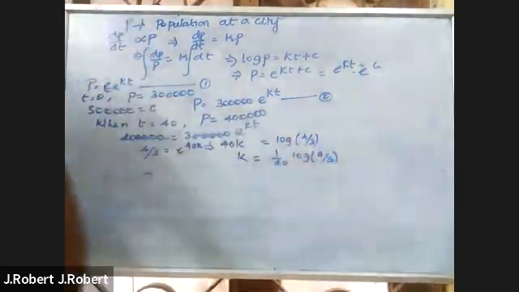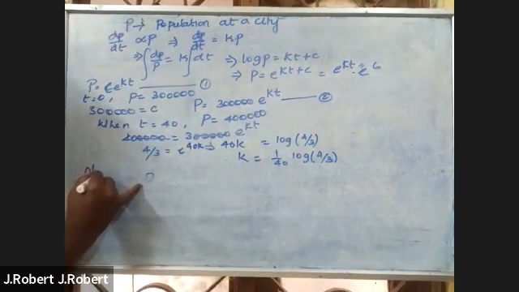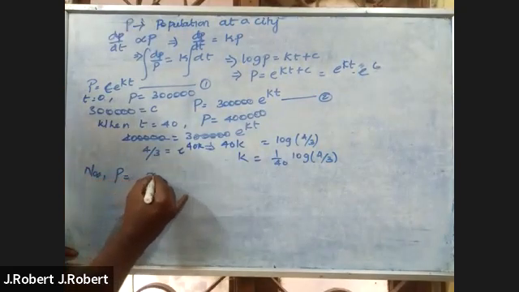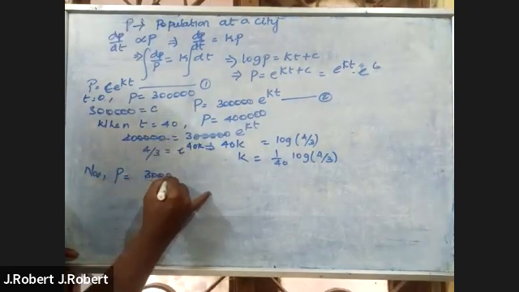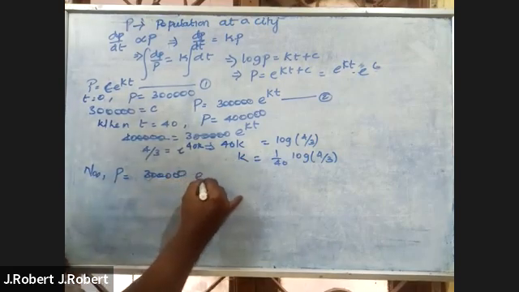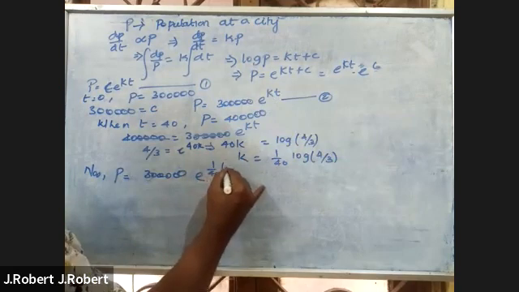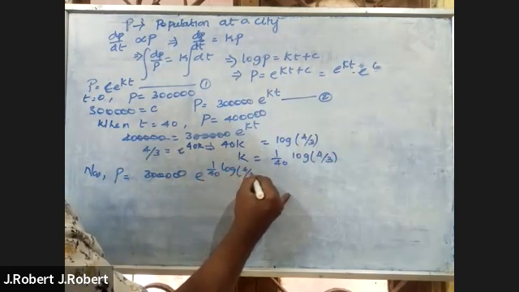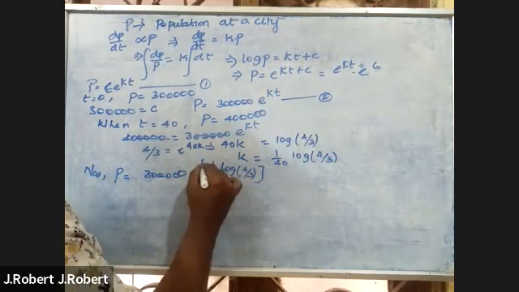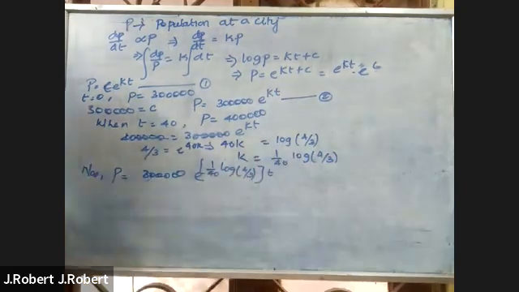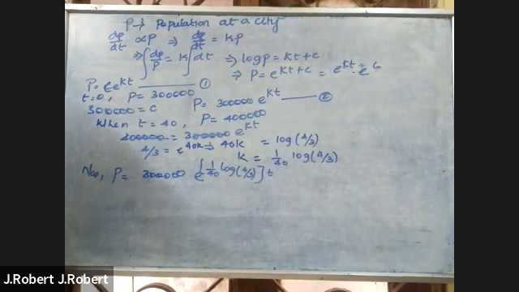So we want to find out the population. Therefore, now the population p is equals to 3 lakhs into e power kt. Your k is 1 by 40 into log 4 by 3 into t. So that is the answer. So the population is 3 lakhs into 4 by 3 log 4 by 3 t by 40.